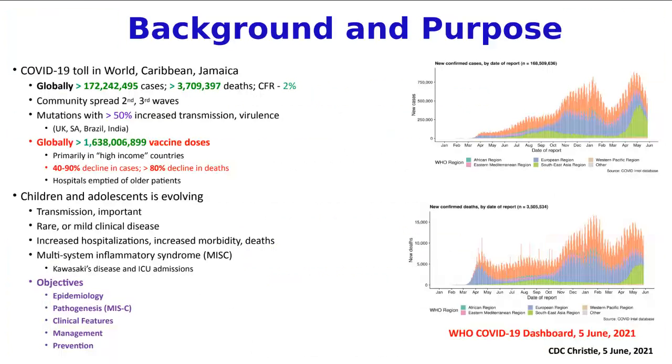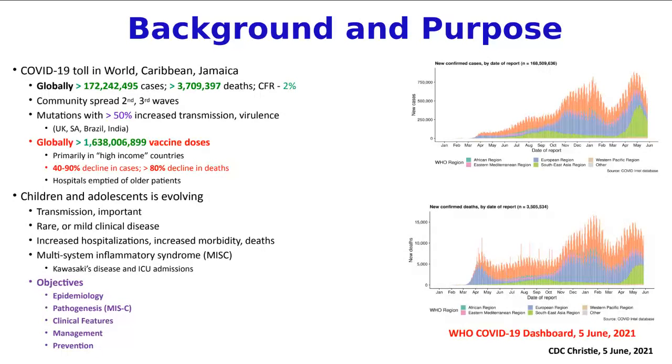So globally, we know that COVID-19 has taken its toll in the world, in the Caribbean and in Jamaica, with over 190 million cases now and over 4 million deaths for a case fatality rate of 2%. Community spread is ongoing in several communities around the world, with several countries going through their third and some even going through their fourth waves.